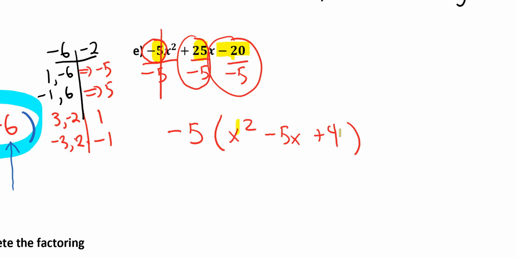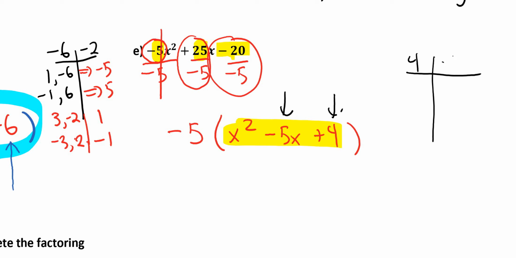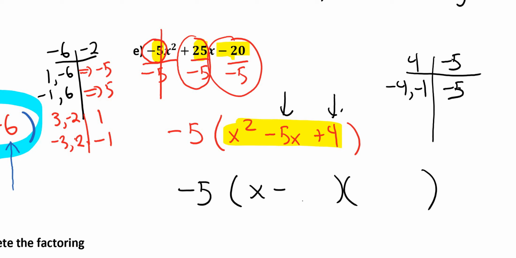Let's take a look at this inside trinomial here, and once again we can set up a table. We need two numbers that multiply to 4, and those two numbers need to combine to -5. The numbers that I'm thinking of are -4 and -1. So -4 times -1 is +4, and -4 minus 1 gives you the -5. In order to finish this off, I need two brackets again, x minus 4 and x minus 1.